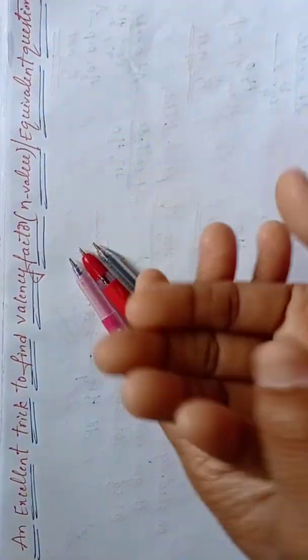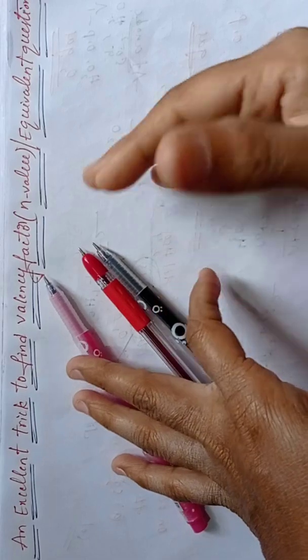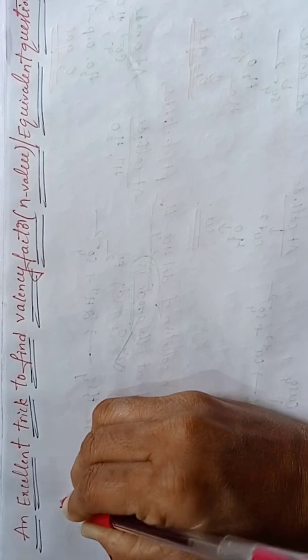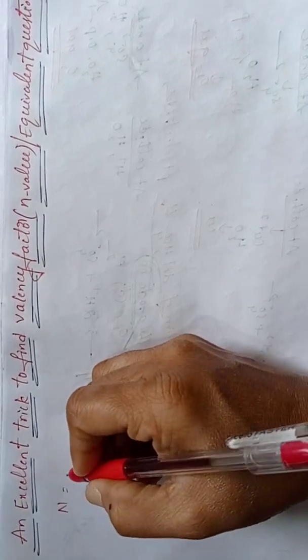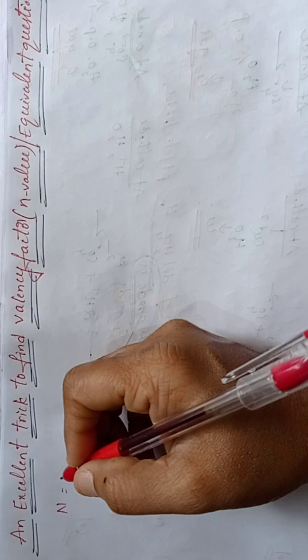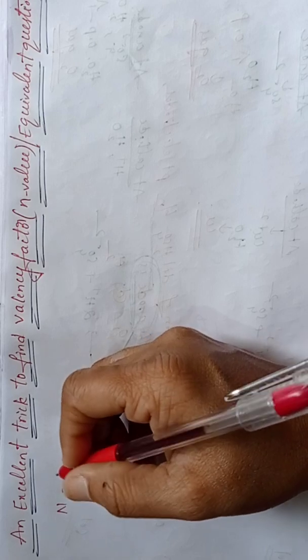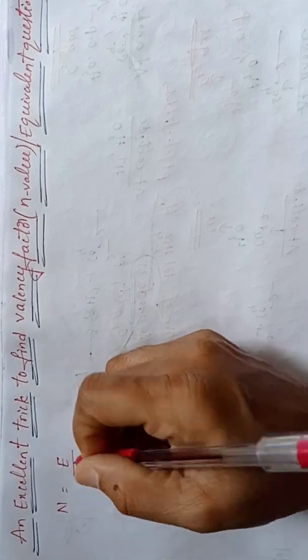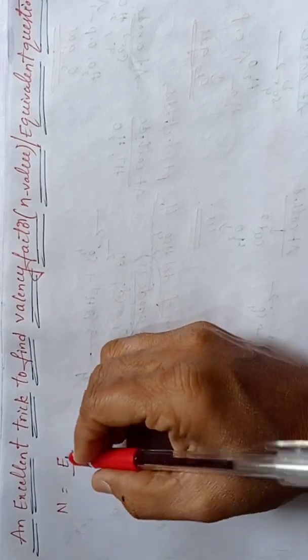So first of all, what is normality? Normality definition I will discuss, students. Normality is equal to the number of gram equivalents of the solute present in 1 liter of the solution. Number of gram equivalents, that is E, present in 1 liter of the solution, that is volume. Are you following, students?